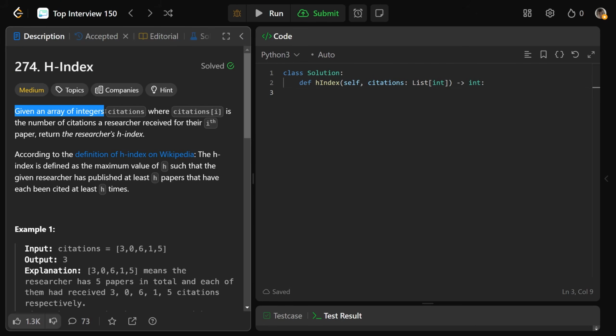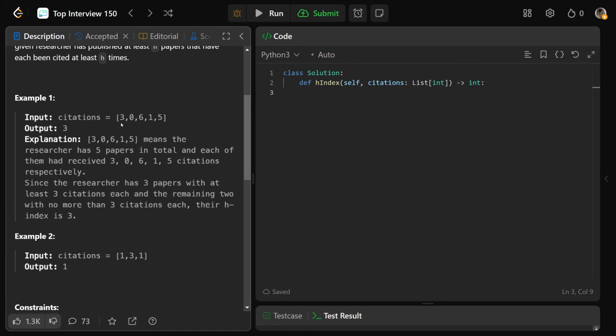So we're given an array of integers called citations, where each citations at i is the number of citations a researcher received for their ith paper, and we need to return what's called the researcher's H-index. The H-index is defined as the maximum value of h such that the given researcher has published at least h papers that have each been cited at least h times. It's a bit of a tricky definition, so let's work this out here.